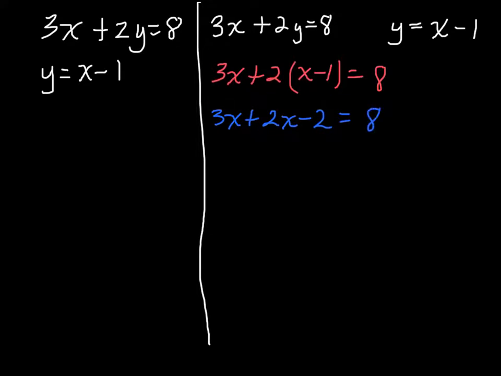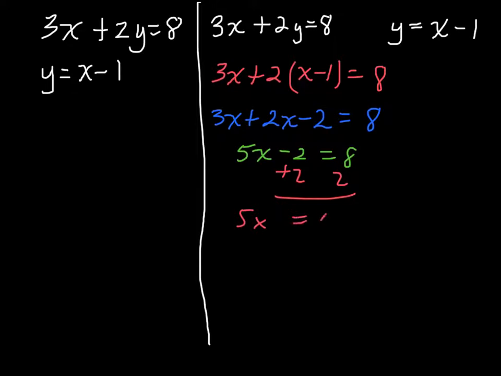And then I have x on one side, so I'll combine like terms. 5x minus 2 is equal to 8. Add 2 to both sides.